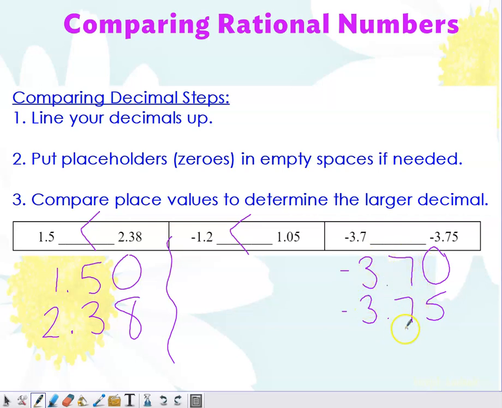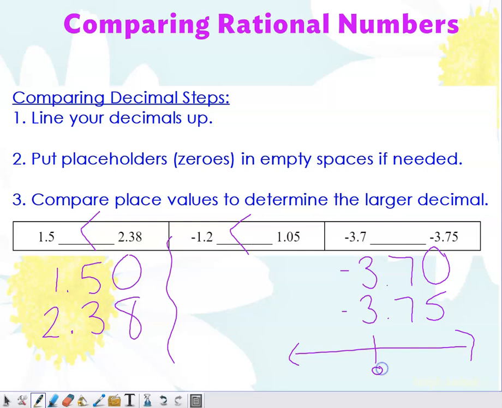Okay, here in our tenths, are they the same or different? They are the same, so I need to move on to my next place value. 0 and 5. So these are different. That means this number here is further, so if I looked at a number line, remember negatives, the larger the actual number is, the smaller it is on the number line because it's further away.